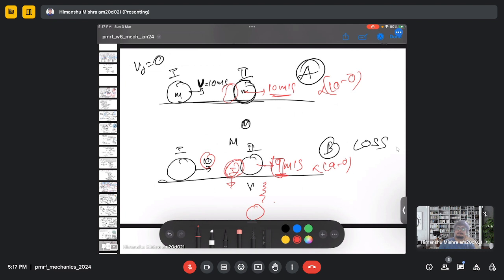And online also, there are some examples where momentum is conserved.